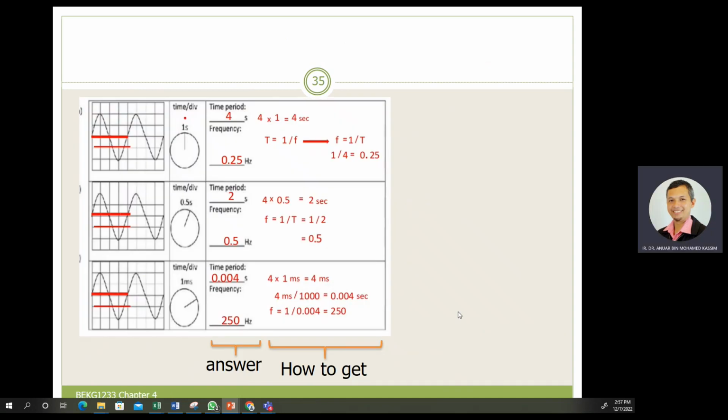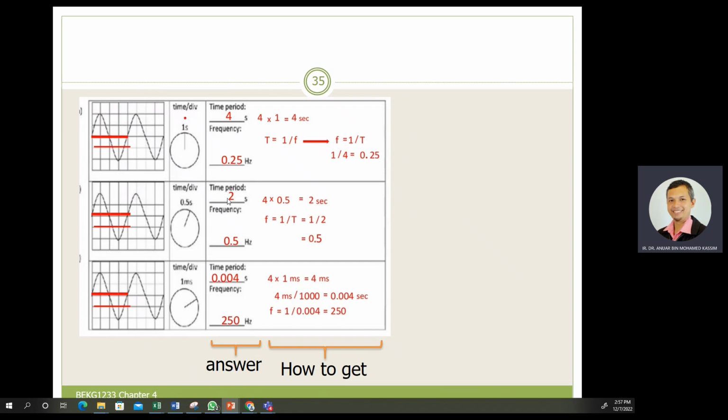So we can try to find the time period and the frequency for each of these data. For example, if we say 1 second per division, there are 4 grids here, 4 times 1, then we get a 4 second period. For the frequency, 1 over f is 0.25 hertz.